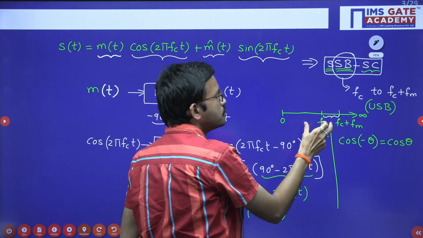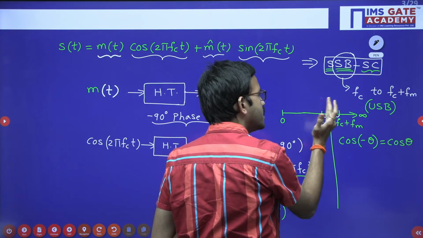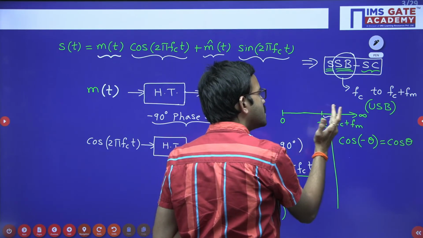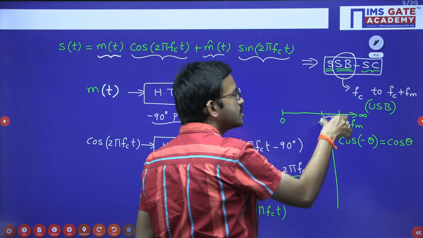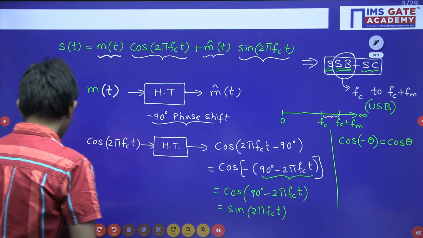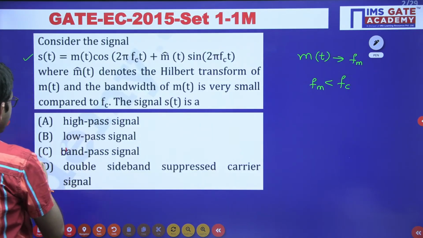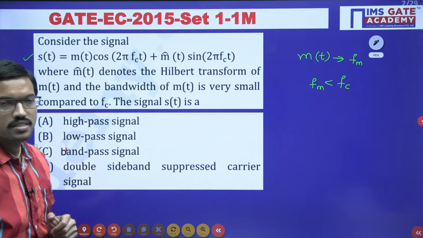Here, if you are considering single tone modulation, then you are getting FC and FC plus FM. Suppose it is multi-tone, then from FC to FC plus FM, whatever the range of frequencies you are having, that range of frequencies we have to pass, right? So now you can easily guess the correct answer for this question is option C. Option C is nothing but a band pass signal, right?